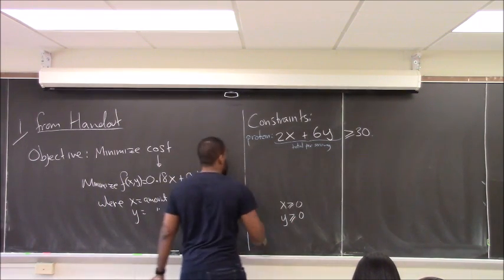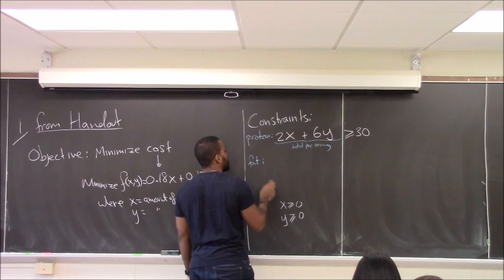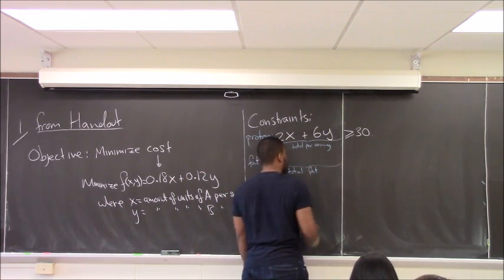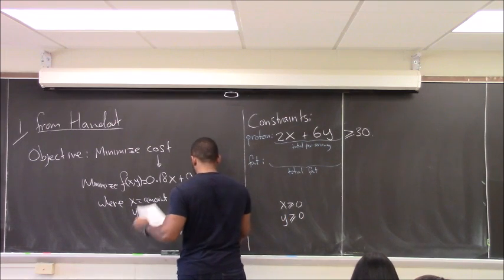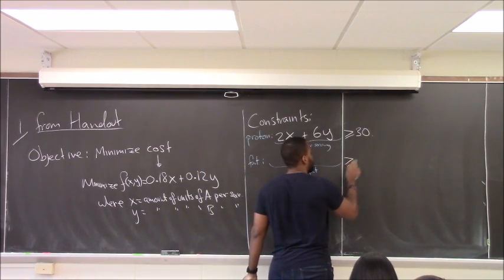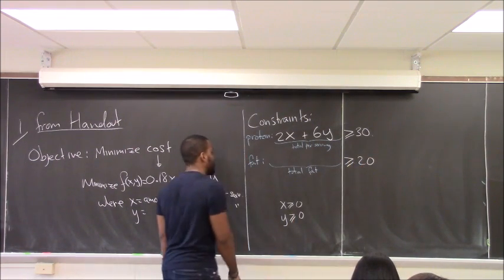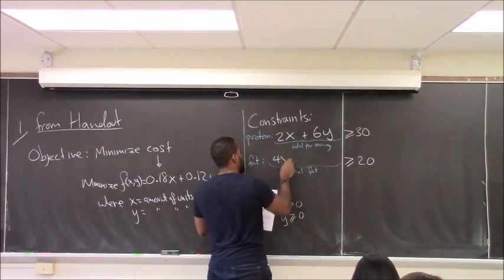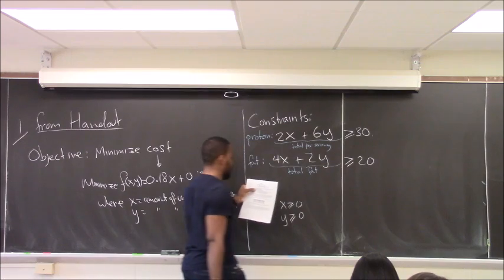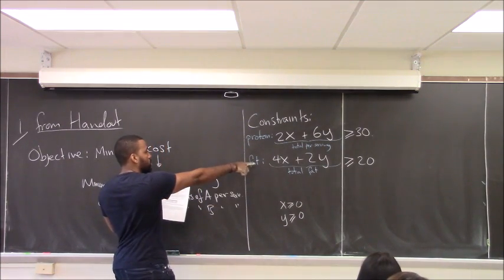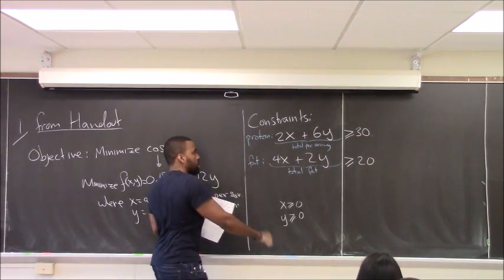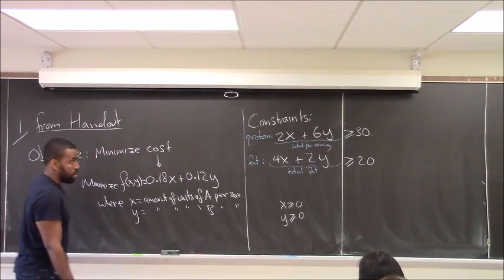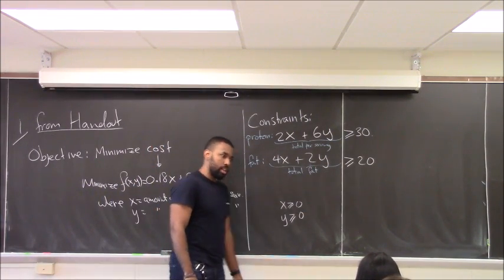Then I do the same thing for the fats. So now I see that the total fat must be at least 20. What's the total fat? 4x plus 2y, by a similar rate. I get 4 grams of fat per unit of A and 2 grams of fat per unit of B. When I mix these together, I better have at least 20 units of fat. Okay.